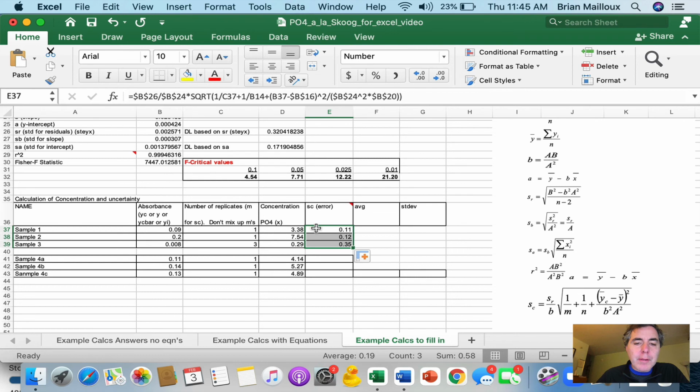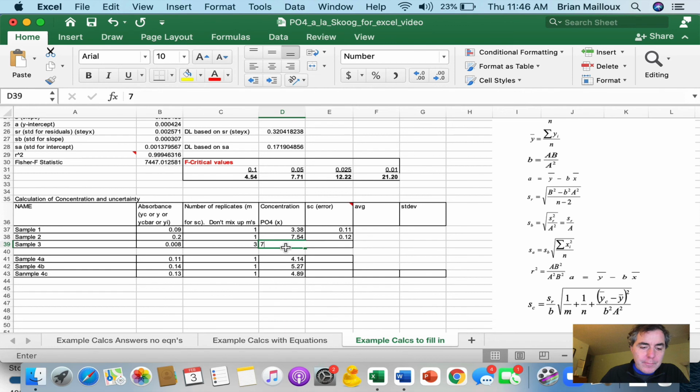So 3.38 plus or minus 0.11 based on the standard curve. And if you look at this third sample, we did 3 replicates, right? But the concentration went down, so the error went up. So that's a little bit crazy. If we had a higher absorbance, something is wrong, because with the number of replicates, the error should go down. So I have something wrong in my error calculation.